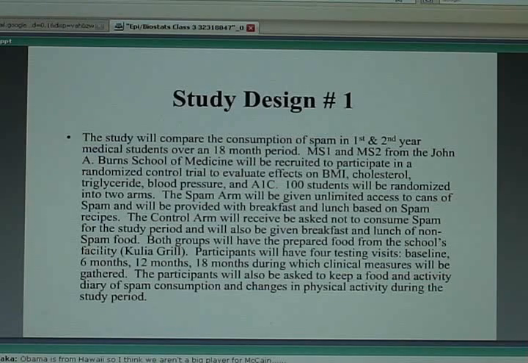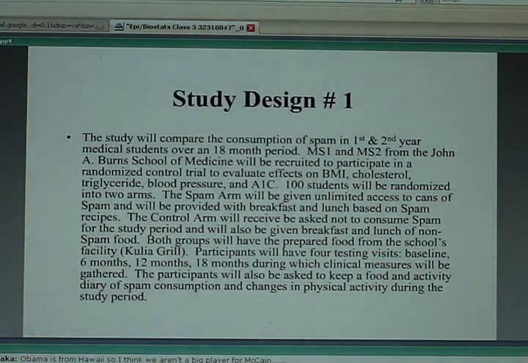A coin flip decides. You, as the investigator, flip a coin. The coin comes up heads. That student is assigned to the spam arm. If the coin came up tails, that student is assigned to the control arm. So that's where you, the investigator, decide how a person is going to be treated.